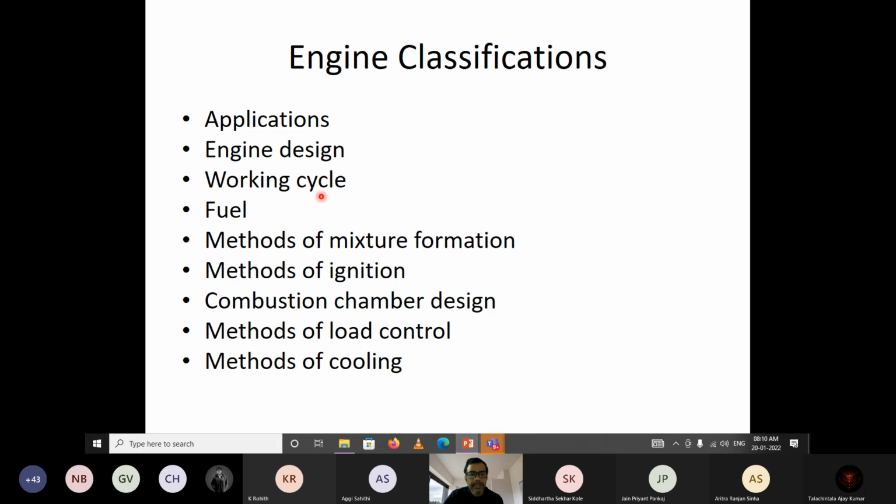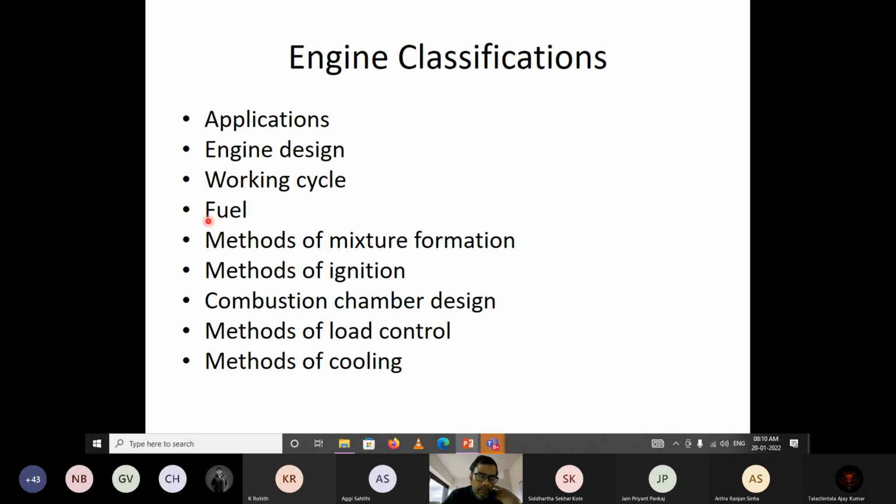Then we can also divide the engine based on the working cycle. In the working cycle, it may be a 4-stroke engine or a 2-stroke engine, depending upon how many strokes it takes in order to complete one cycle. So based on that, we can say whether it is a 4-stroke cycle or a 2-stroke cycle.